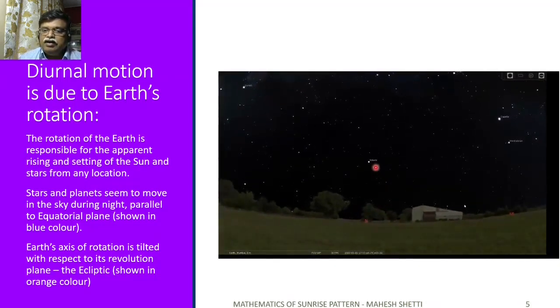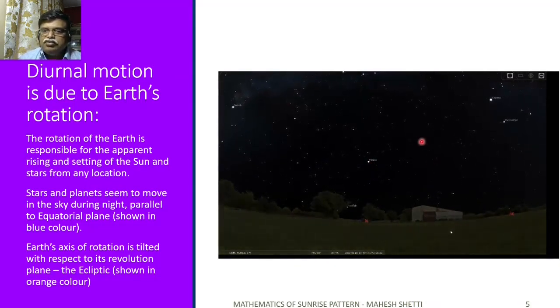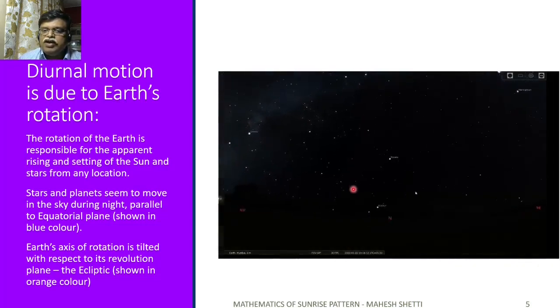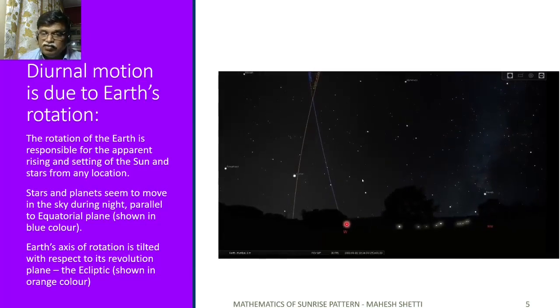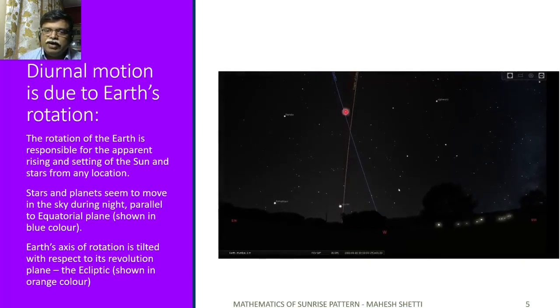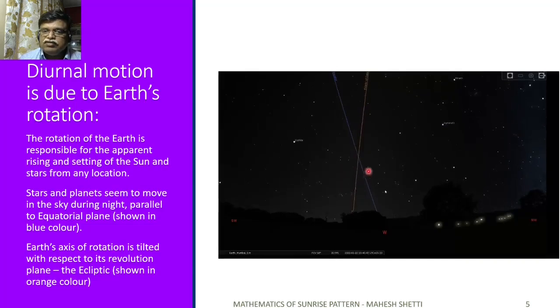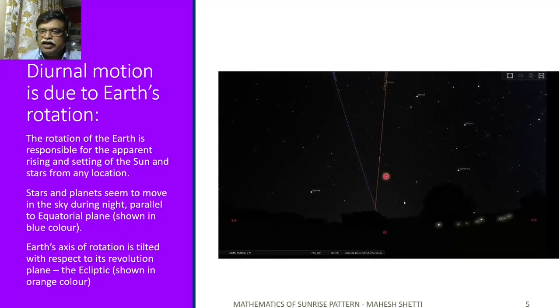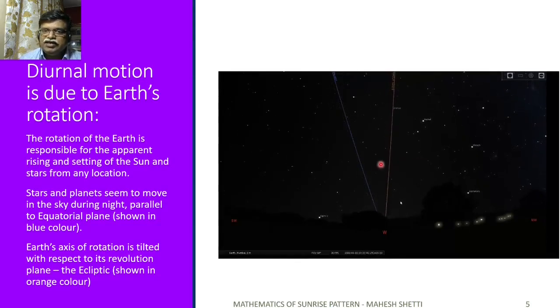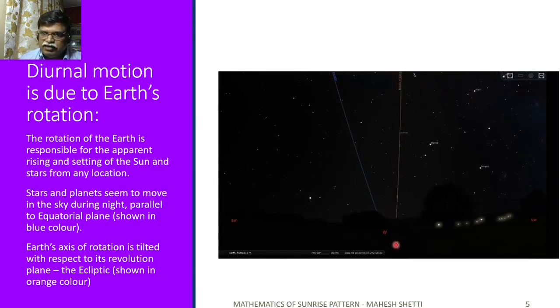Okay, and if you look towards north now, you see all stars seem to be moving around the pole star, and then towards east, towards west, if you go, you see the ecliptic plane is like this, and all the motion of the star is parallel to the equatorial plane. Okay, the ecliptic position can keep changing, its orientation changes, but equatorial orientation remains the same.